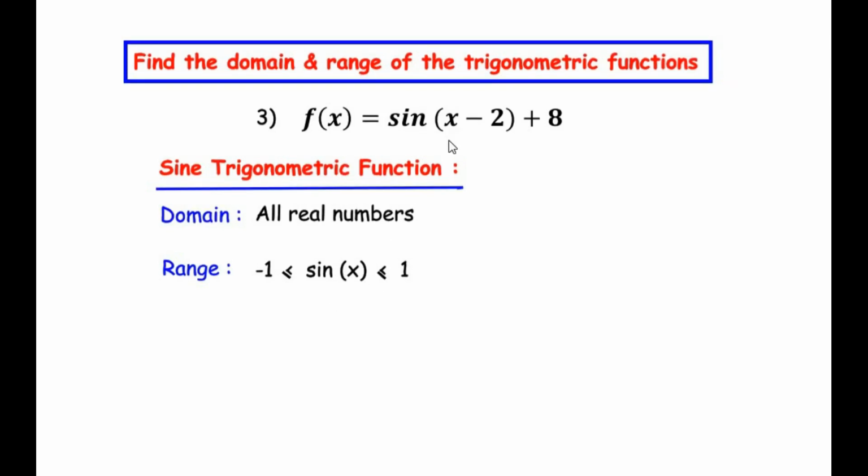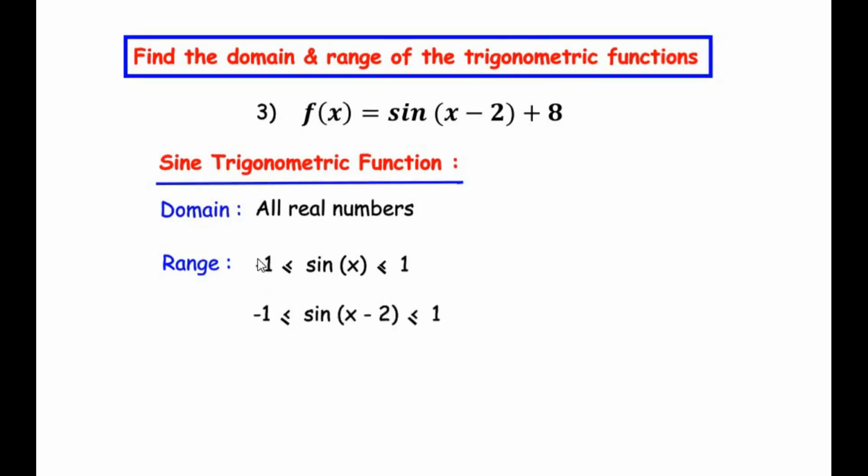Now to solve this, we are going to simply replace x with x minus 2, and this is a horizontal translation, so it will not affect the range values. So let me write it. So you can see the range is not affected when we replace x by x minus 2. Now the final term, that is plus 8. Now the 8 is added to the sine function and it changes our range. So we are going to add the 8 to all the three terms.